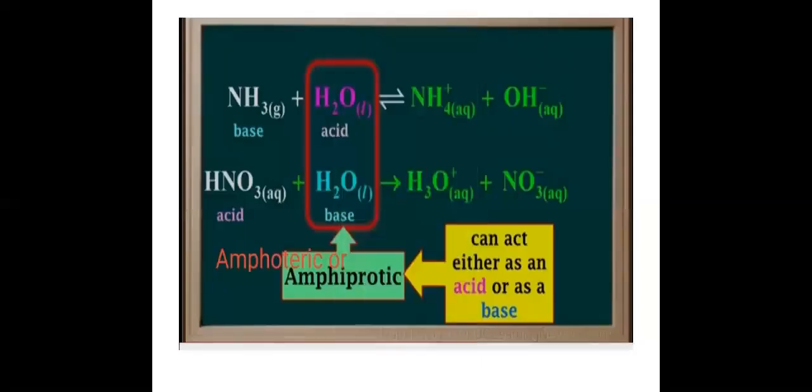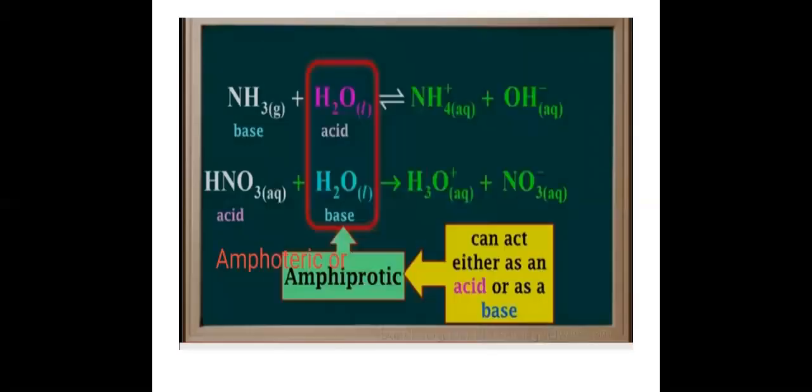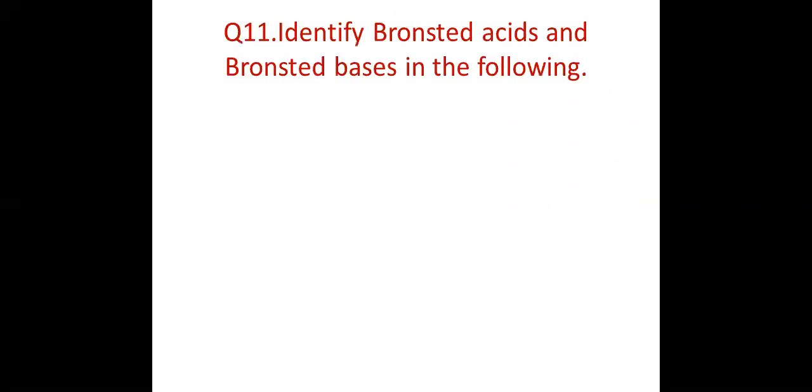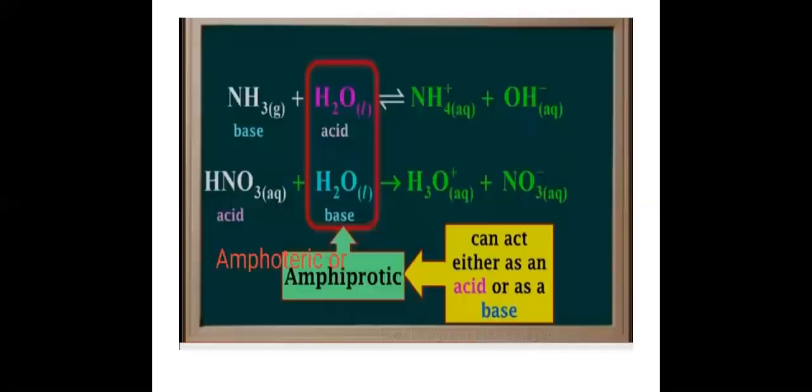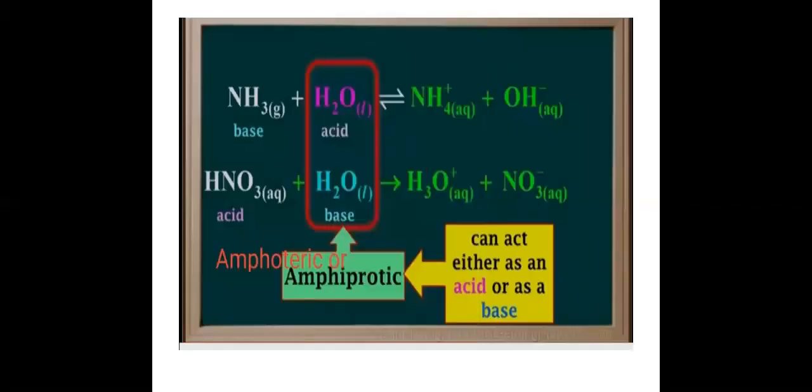Now, the question is that we have to identify that water is amphoteric in nature, like it can behave as an acid as well as a base. So you can see that in this case, this is the next question. Question number, I guess it is question number 9. That water can act as an acid and as a base.